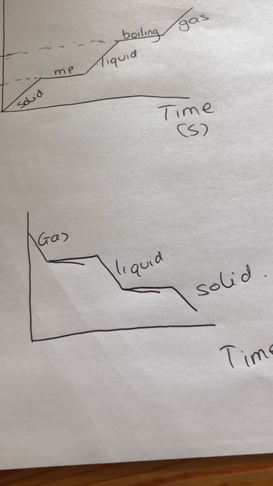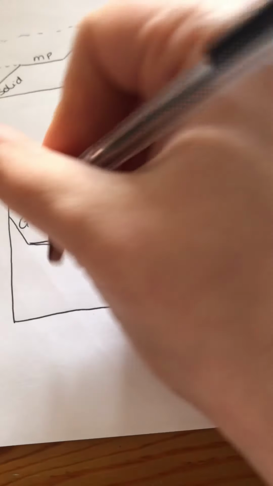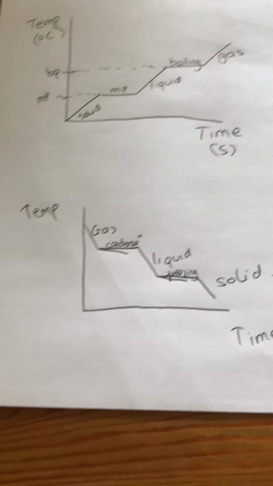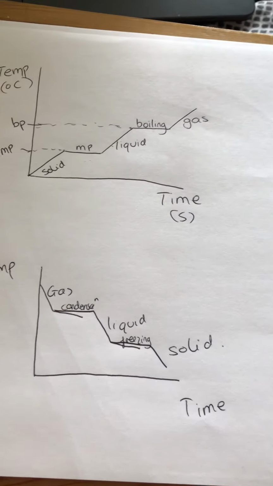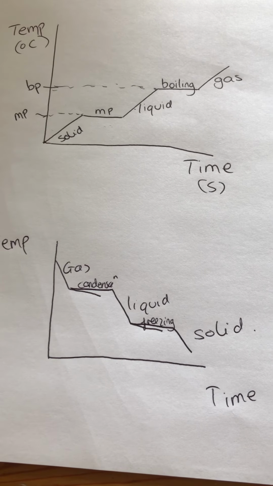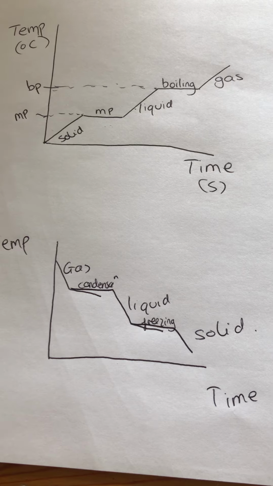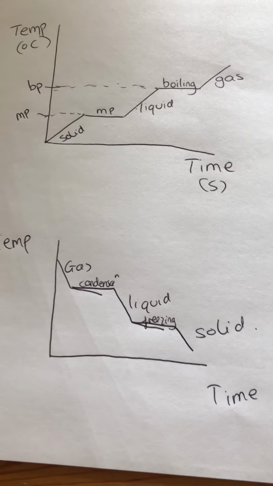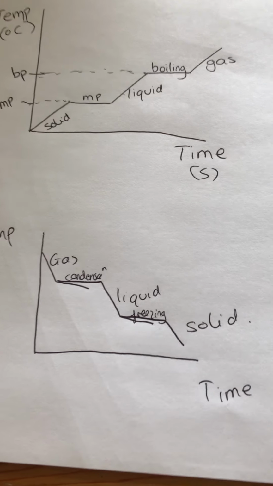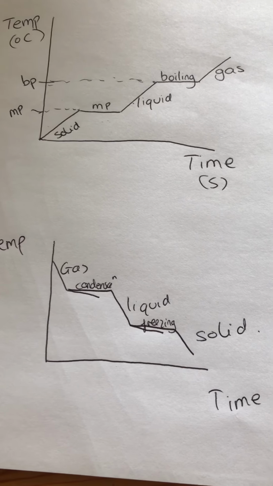From the last session that we did, you should know that a gas turning into a liquid is condensation and a liquid turning into a solid is freezing or solidifying. Now again, when a substance is condensing or freezing, the bonds are forming between those particles, and that releases energy. This means that the internal energy decreases, but the temperature doesn't go down until all the substance has turned to liquid or all the substance has turned to solid.